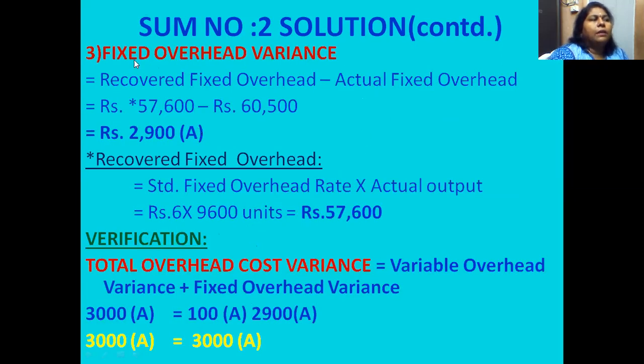And next, we calculate the fixed overhead variance. The same thing: recovered fixed overhead minus actual fixed overhead. How to calculate the required fixed overhead? Standard fixed overhead rate into actual output. Actual output, you know very well, is 9,600. Fixed overhead rate is 6. So you get 57,600 as the required fixed overhead, and compare with the actual fixed overhead given in the problem, 60,500. So you get minus 2,900.